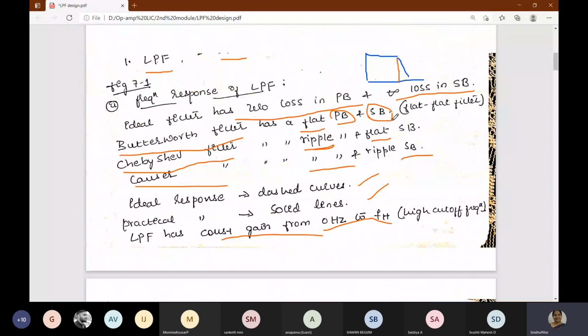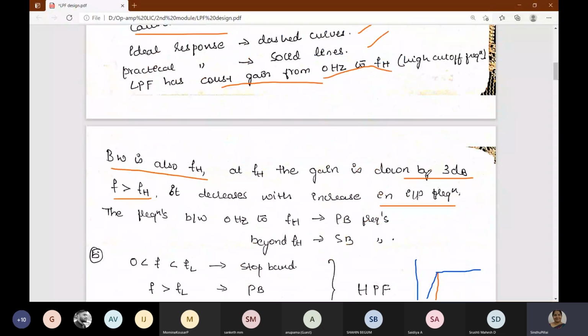So the frequencies between 0 to FH are called passband frequencies, and beyond FH they are called stop band frequencies. So whatever we have seen in the graph, that is put in words here. This is all for the low pass filter.